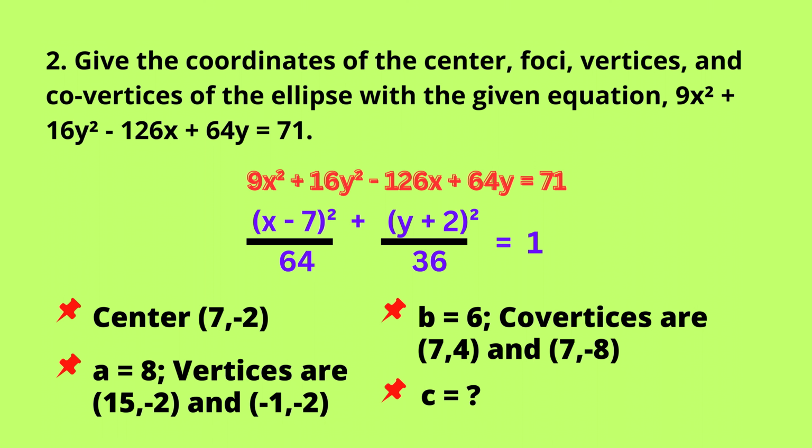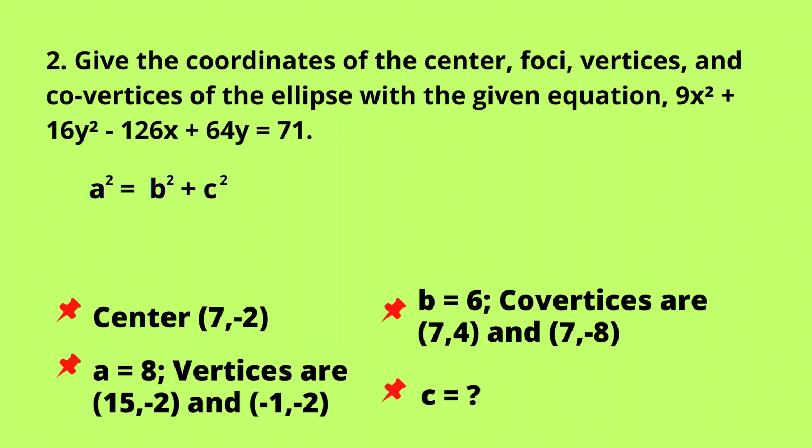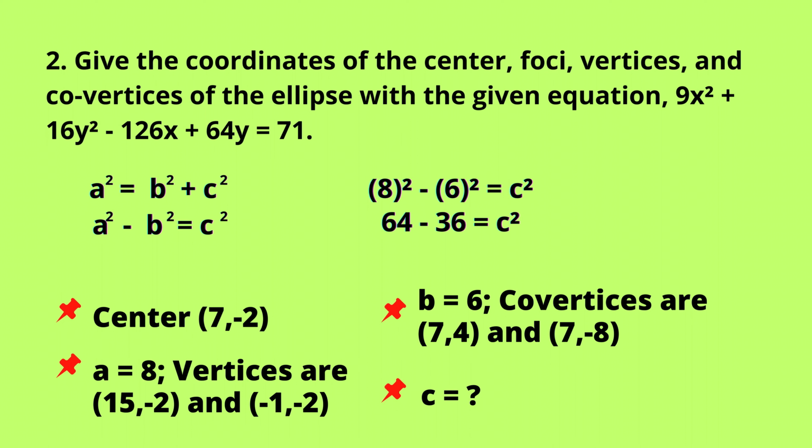Now to find c and the coordinates of the foci, we will use the Pythagorean theorem. So from a squared equals b squared plus c squared, to get c squared, we have a squared minus b squared. Substituting the values of a and b with 8 and 6, respectively, we have 8 squared minus 6 squared, or 64 minus 36. Hence, c squared is equal to 28, and c is equal to square root of 28, or 2 square root of 7.